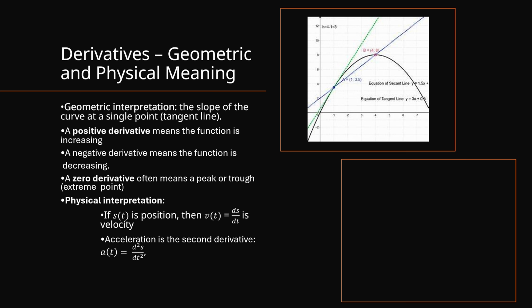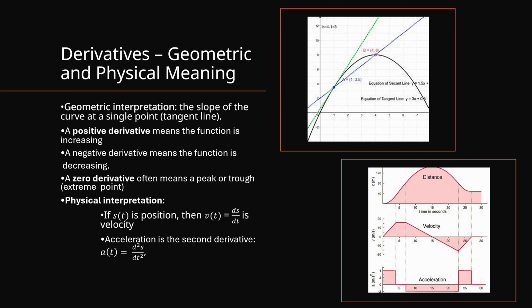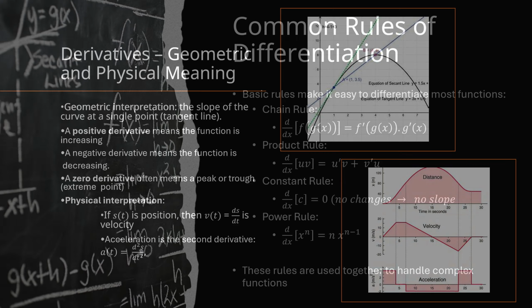Physically, velocity v of t is equal to s dash t, the derivative of position with respect to time. So velocity is the derivative of position with respect to time. Similarly, acceleration is the second derivative, that is d2s upon dt square. This is the double derivative of position with respect to time. These graphs show how slope changes interpret speed and acceleration.